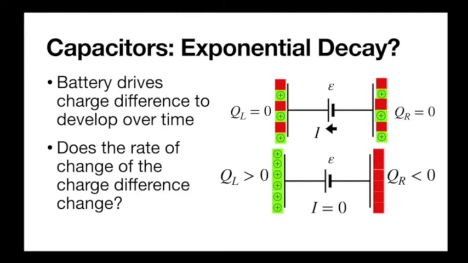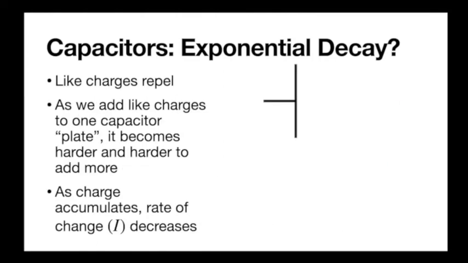I don't know. Well, I do know. And the answer is yes, the rate of change does change. It's going to be an exponential. That's why I spent the last 20 minutes talking about it. So let's look at one plate of one capacitor and see why it becomes more difficult for the battery to pump charge onto that plate.